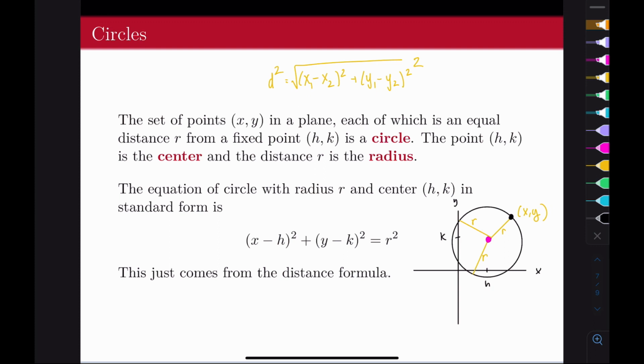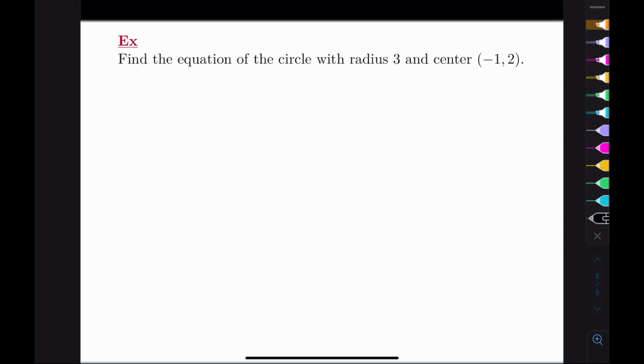So our center is (h, k) and our radius is r. So let's try a couple of examples. Let's find the equation of the circle with radius 3, given its center of (-1, 2). And it is really just a plug and chug into our formula.